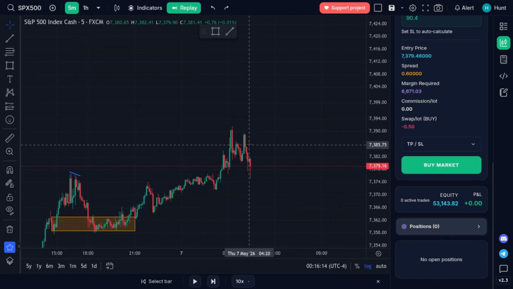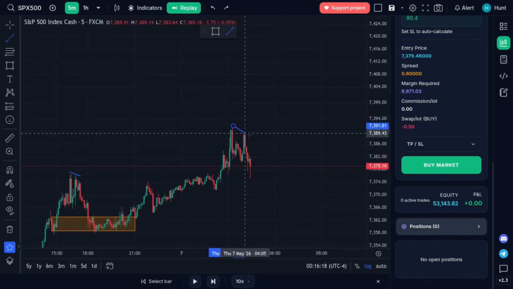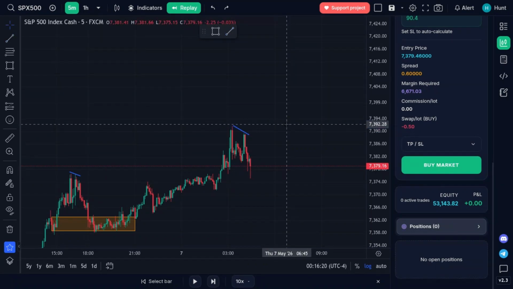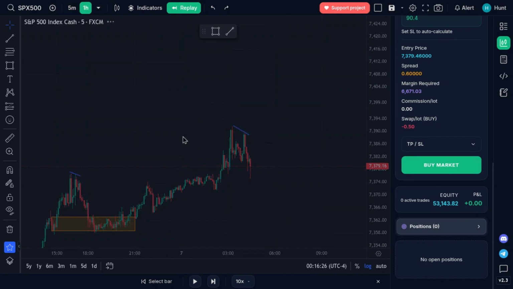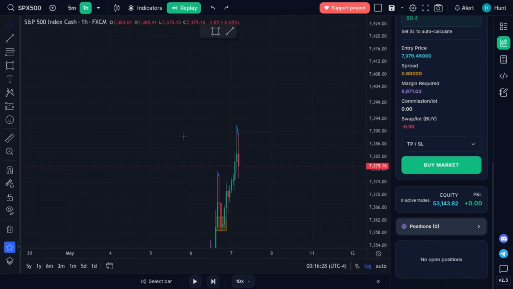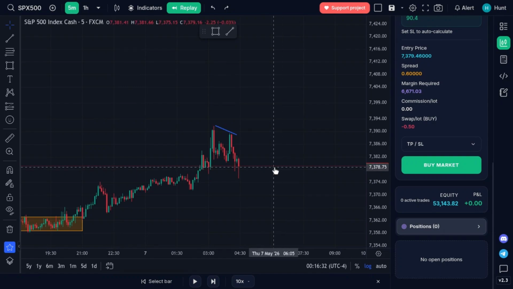Okay, so this looks a lot better. However, remember what I said earlier, price has been bullish for a long time. So how long will it continue to be bullish? I do not know. Eventually it will flip. That's something that I do know.